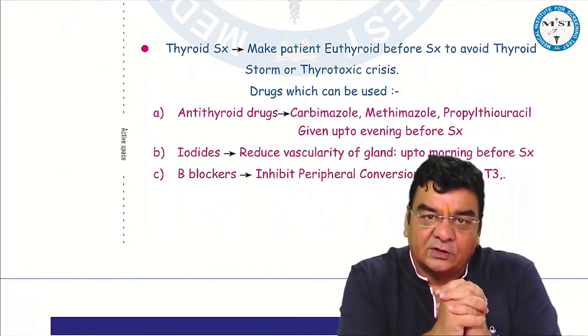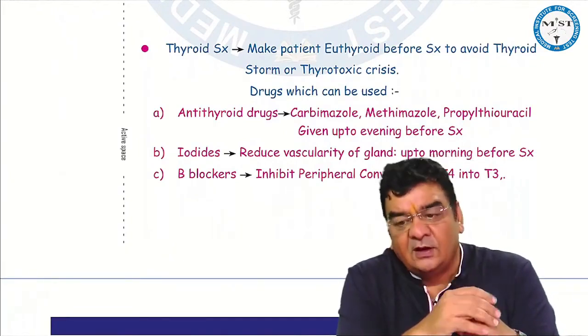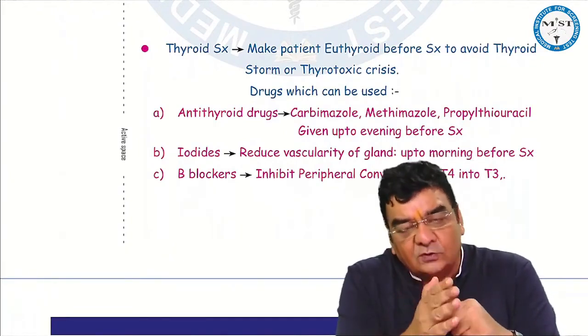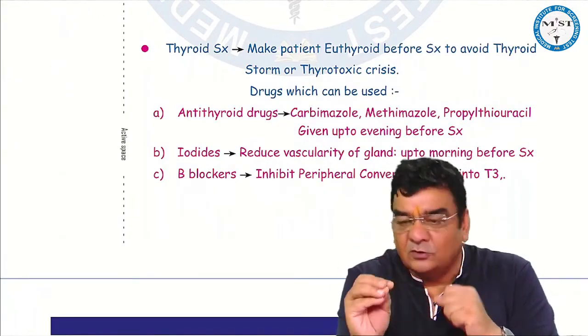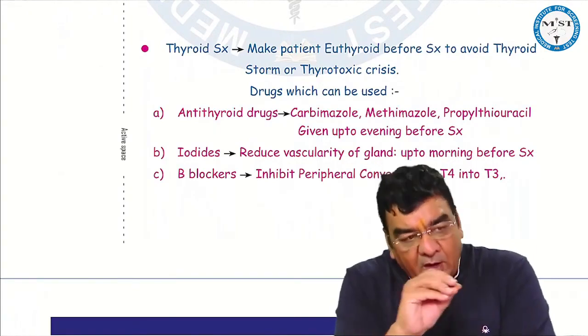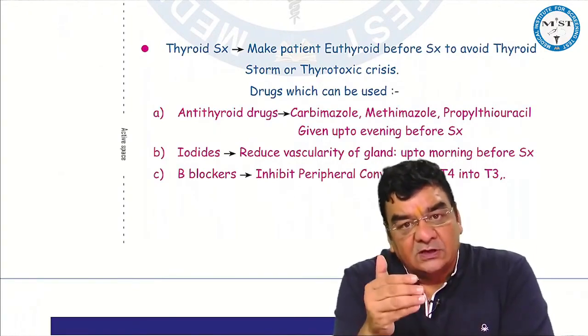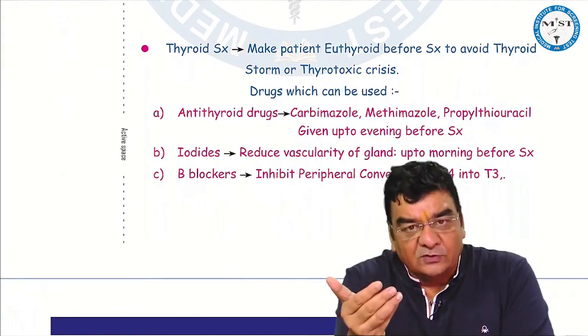So, a hyperthyroid patient should be made euthyroid before surgery, and for doing this, we can use various different types of medicines. Antithyroid drugs, carbimazole, methimazole, which should be given up to the evening before surgery. Iodides, which give additional safety by reducing the vascularity of the gland. They are continued up to the morning before surgery.